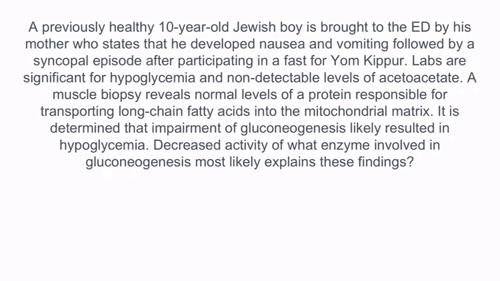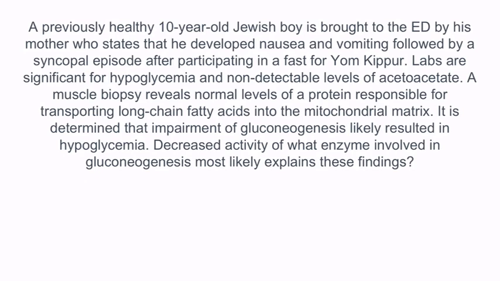Okay, let's do a question. A previously healthy 10-year-old Jewish boy is brought to the ED by his mother, who states that he developed nausea and vomiting, followed by a syncopal episode after participating in a fast for Yom Kippur. Labs are significant for hypoglycemia and non-detectable levels of acetoacetate. A muscle biopsy reveals normal levels of a protein responsible for transporting long-chain fatty acids into the mitochondrial matrix. It is determined that impairment of gluconeogenesis likely resulted in hypoglycemia. Decreased activity of what enzyme involved in gluconeogenesis most likely explains these findings?